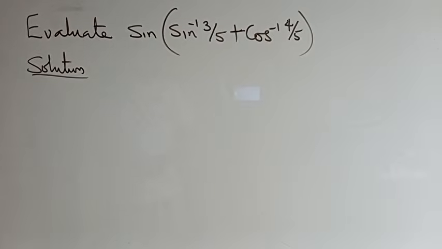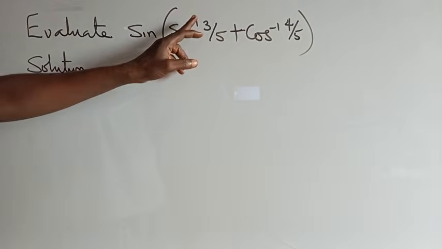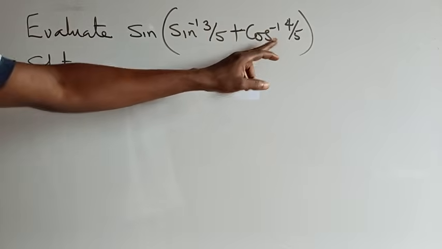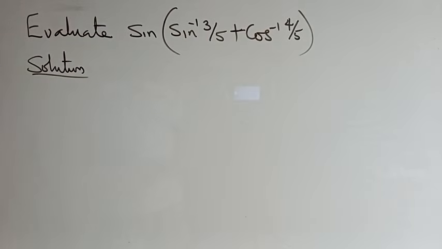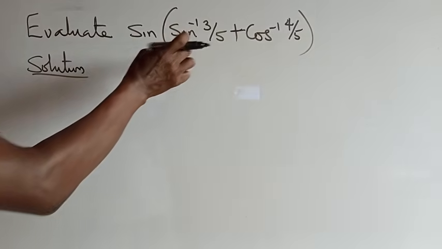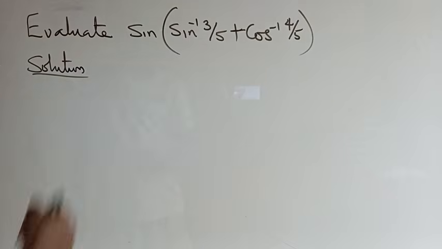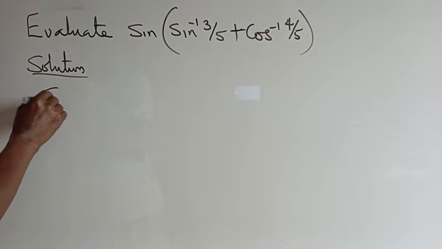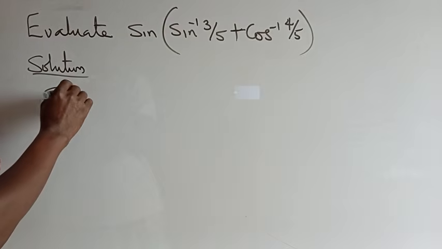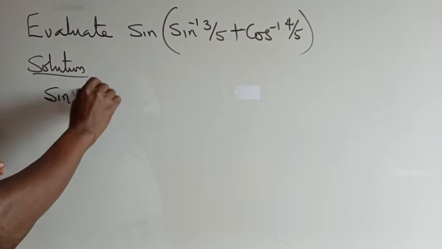Let us evaluate these inverse trigonometric problems. We have to evaluate sine inverse of 3 over 5 plus cos inverse of 4 over 5. So let's assume that sine inverse of 3 over 5 is represented by A and cos inverse of 4 over 5 is represented by B. So that we have sine of A plus B.